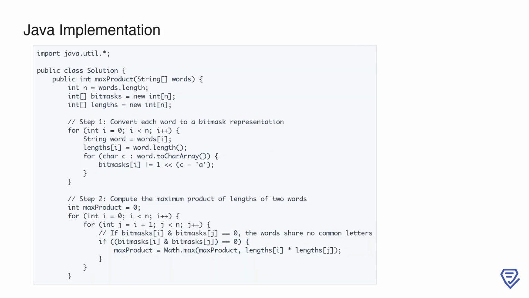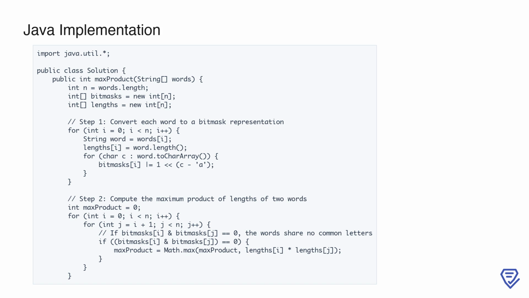Here we start by defining a class Solution and implementing the method maxProduct, which takes an array of strings called words. The goal here is to determine the maximum product of the lengths of two words that do not share any common letters. First, we initialize the necessary variables.